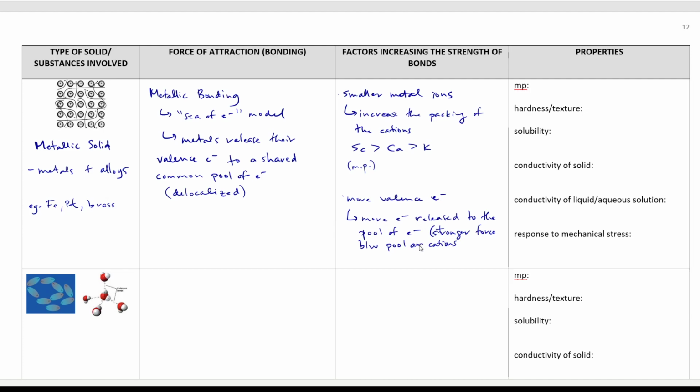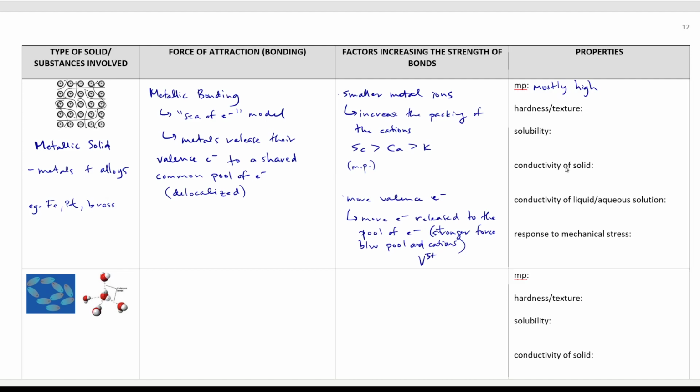So if you looked at, for example, vanadium has a 5 positive charge, and so vanadium metal tends to have a high melting point because it has released 5 electrons to the shared common pool, creating a very strong bond. It's sometimes referred to as quote-unquote electron glue, because the electrons flowing in between are like the glue between the cations. So the melting points are mostly high.